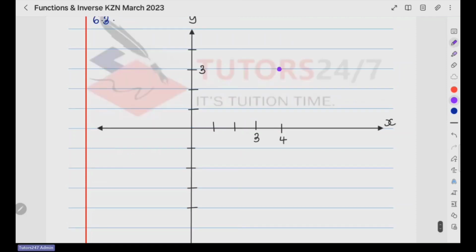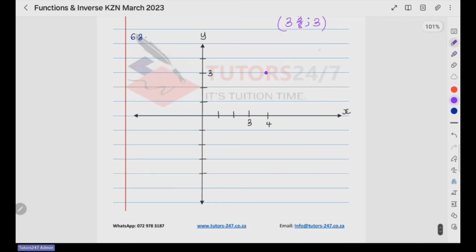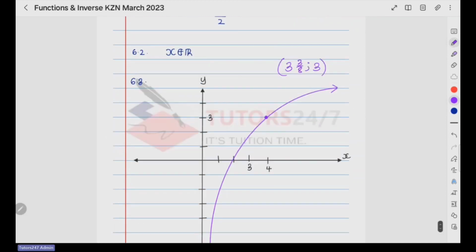Now from here, all we need to do is draw our curve. Take note that there were a few important points that we needed to mention. So let's actually go back to the question and identify what those points were.